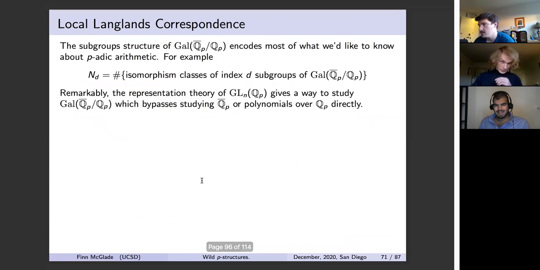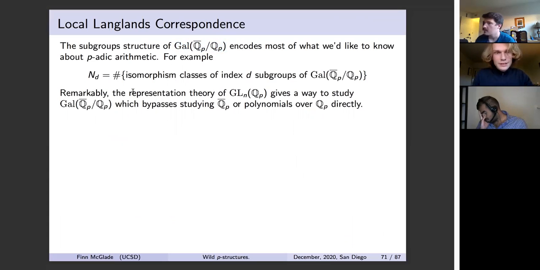Okay, so what I was going to say is that there is a way to actually study this Galois group without understanding the field Q_p bar. It turns out that if you can understand the representation theory of GL_n(Q_p), then this gives you some way of studying the Galois group, which is going to bypass having to study Q_p bar or Q_p directly. Representations of GL_n(Q_p) are homomorphisms from GL_n(Q_p) into GL(V), where V is some vector space, and GL_n(Q_p) is just the set of n by n invertible matrices over Q_p.